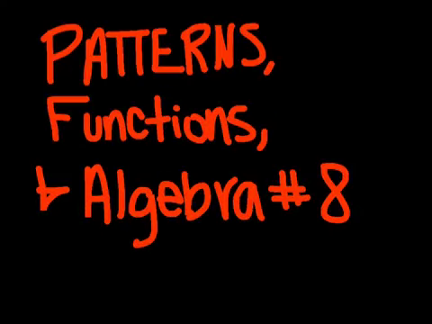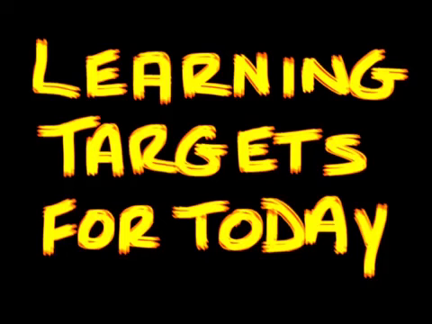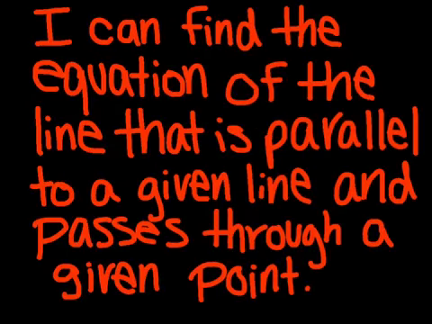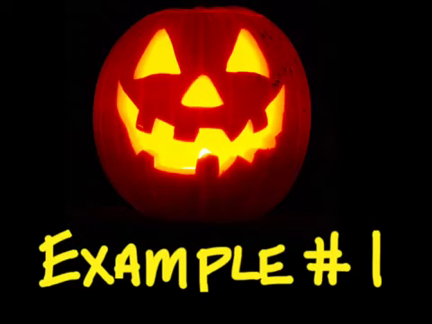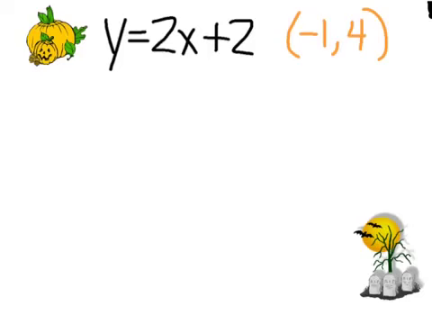Objective for today is patterns, functions, and algebra number 8. And our learning target for today is to find the equation of the line that is parallel to a given line and passes through a given point. For example 1, we want to find a line that is parallel to y equals 2x plus 2 and goes through the point negative 1, 4.